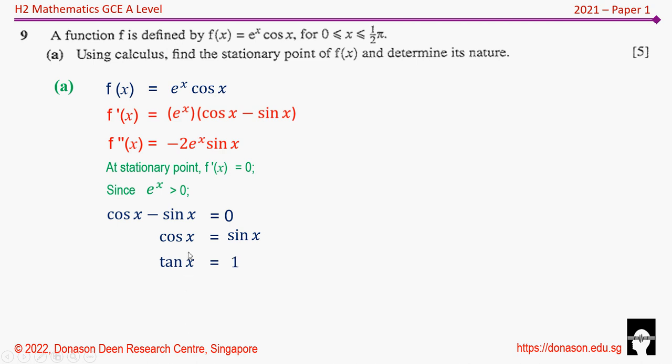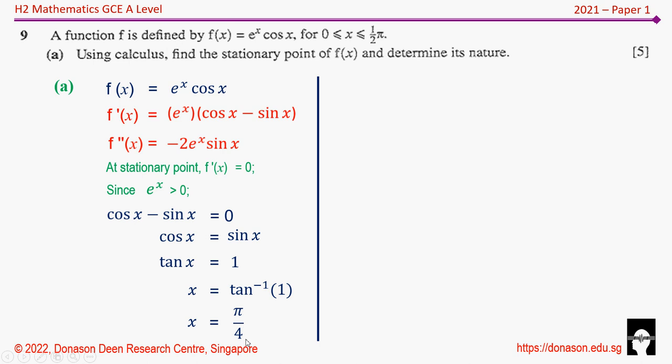At what value of x would tangent be equal to 1? So x should of course be equal to arctangent of 1, which should be 45 degrees or pi over 4 radians. And of course we do not need to worry about subsequent values, because x has got to be between 0 to pi over 2 only. So x must be between 0 to pi over 2. So therefore x is pi over 4.